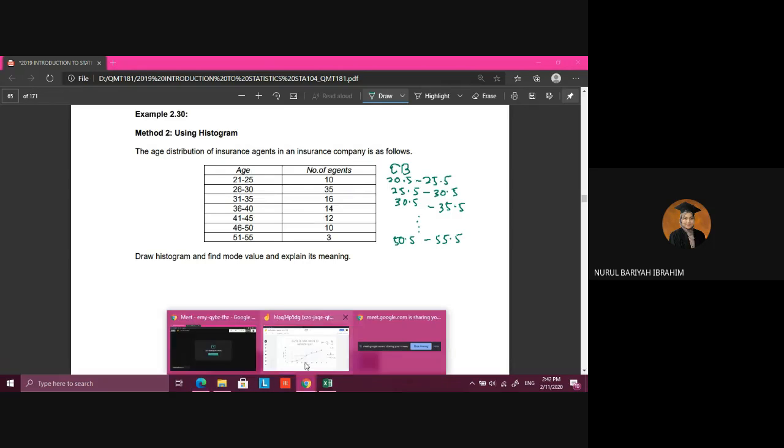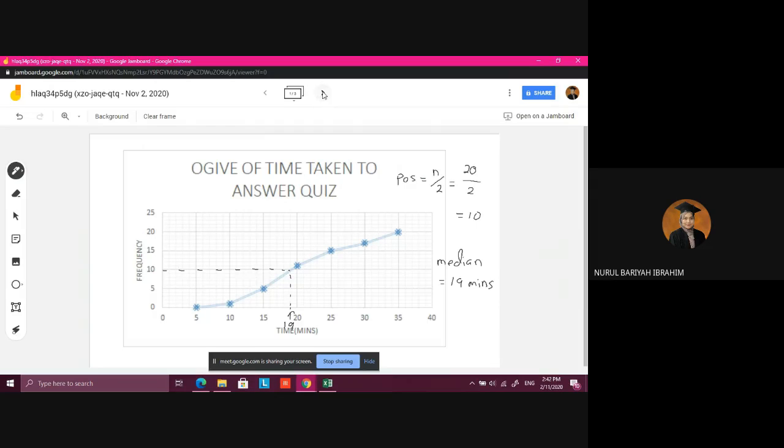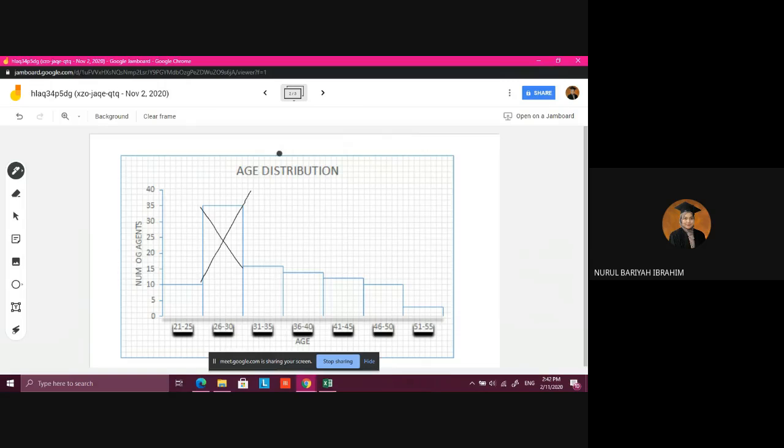Okay, kena buat dulu histogram. Make sure kena ada title, x-axis, which is your classes, which is age, dan juga y-axis, which is the frequency. So di sini will be the 25.5, 30.5, and so on.